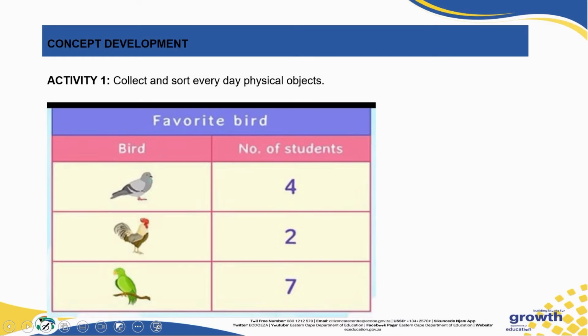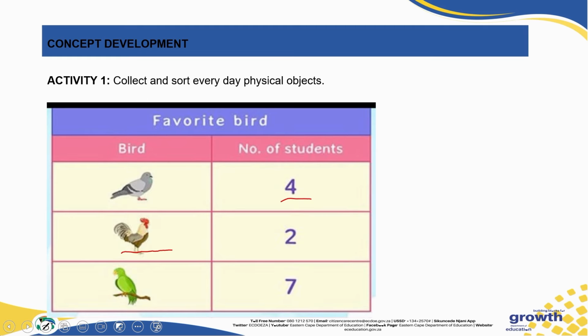Okay. They have collected the pigeons. There are 4 students who collected the pigeons. Hey, seemingly, Velalanga students are lazy. How can they collect only 4 pigeons? They also collected these roosters. How many roosters have they collected? 2 roosters. Hey, lazy students of Velalanga High.